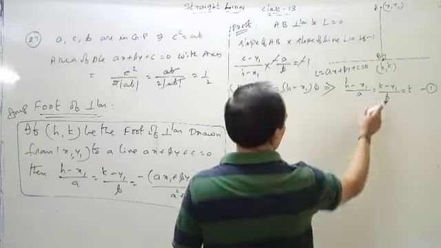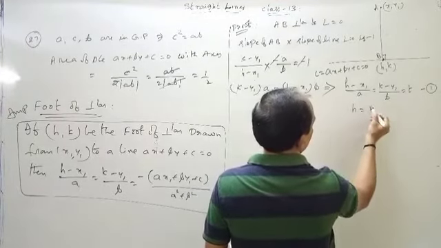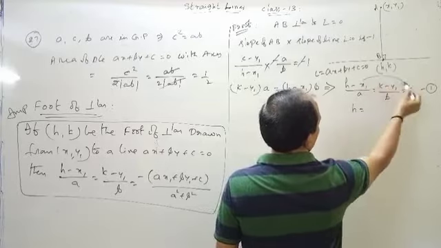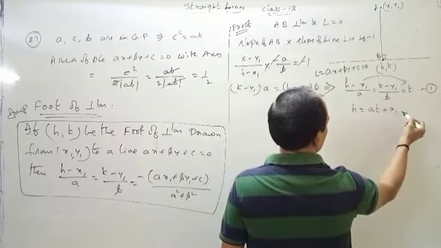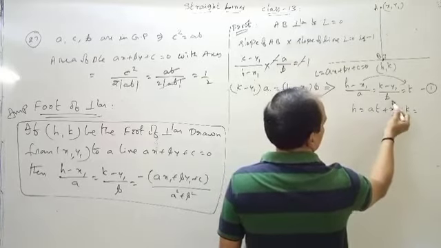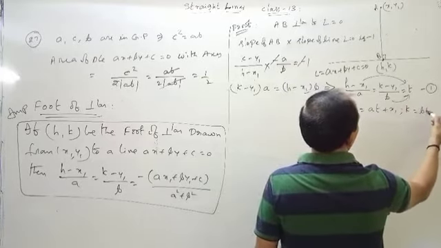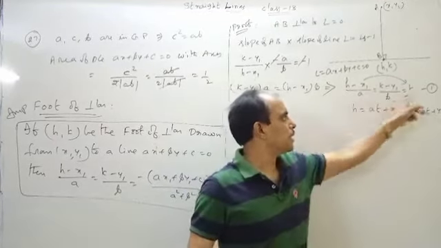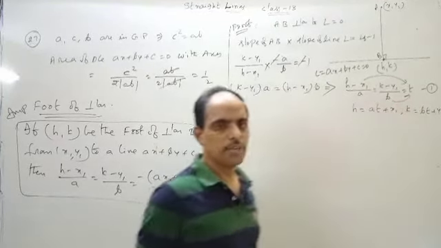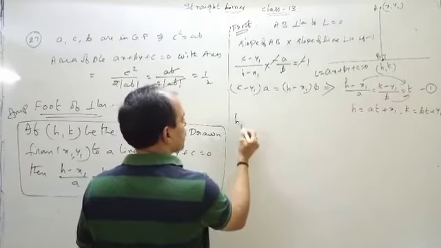Now from this you can write h is equal to, cross multiply. Then you multiply this one, what you will get here? At plus x1. Then what about k? Multiply these two, you will get bt plus y1. Okay? h is equal to at plus x1, k is equal to bt plus y1.